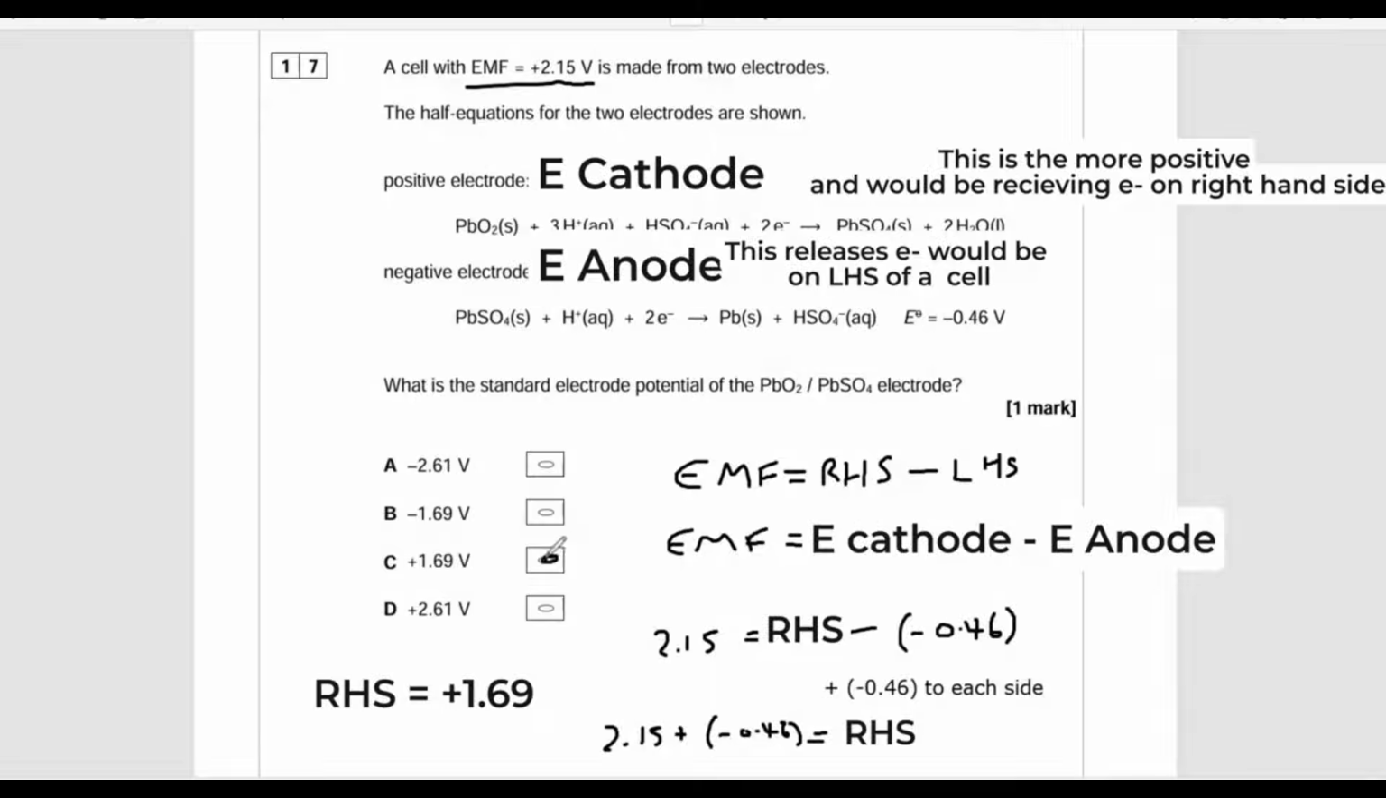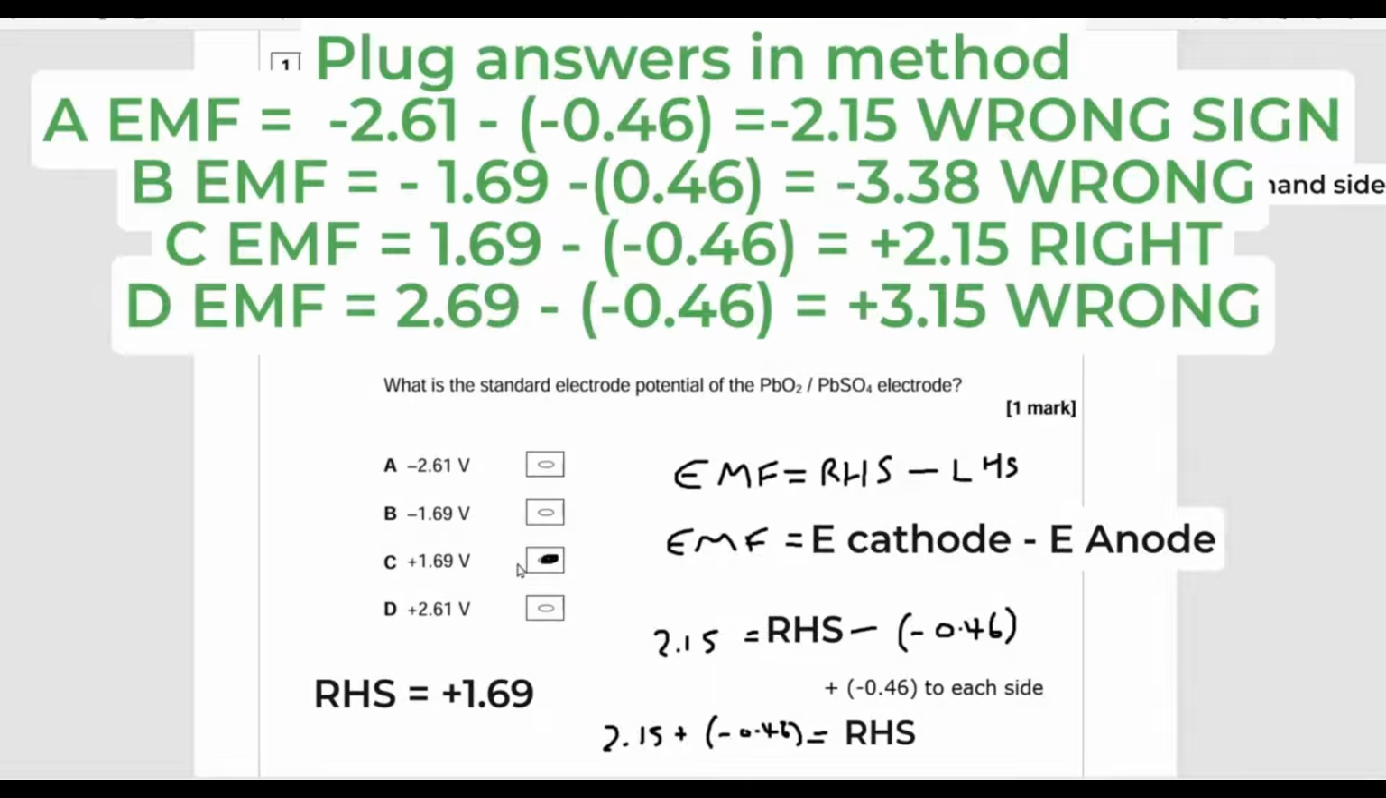Now, an alternative method, folks, is just to do 2.15 equals right-hand side minus 0.46, and then just plug each one of these answers in and see which one equals 2.15. So start with the minus 2.61 instead of RHS, and then go to minus 1.69, and you'll find the only one that gives you 2.15 is if you put plus 1.69 minus 0.46, and there you go.